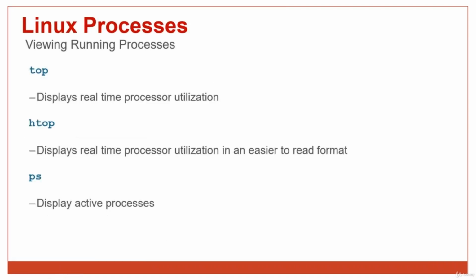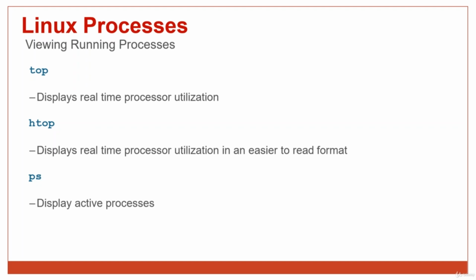Okay, then the next topic we have is the Linux process. This is also very important. So we should understand at what particular point of time which process is peaking high. So for that we have top, htop, and the ps command. Top will display the real-time process utilization.